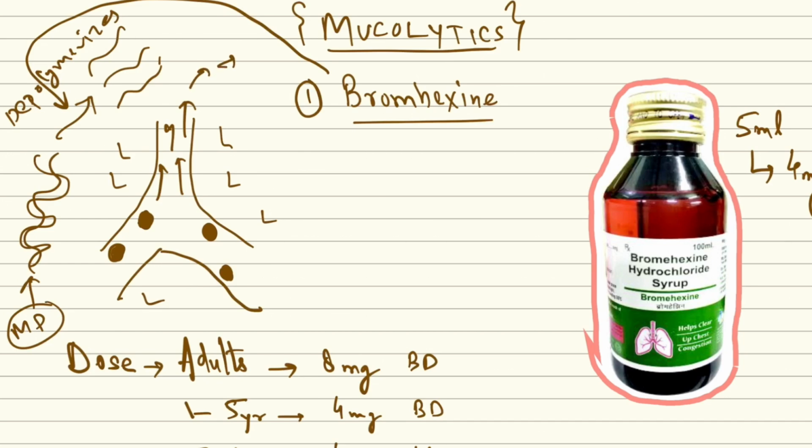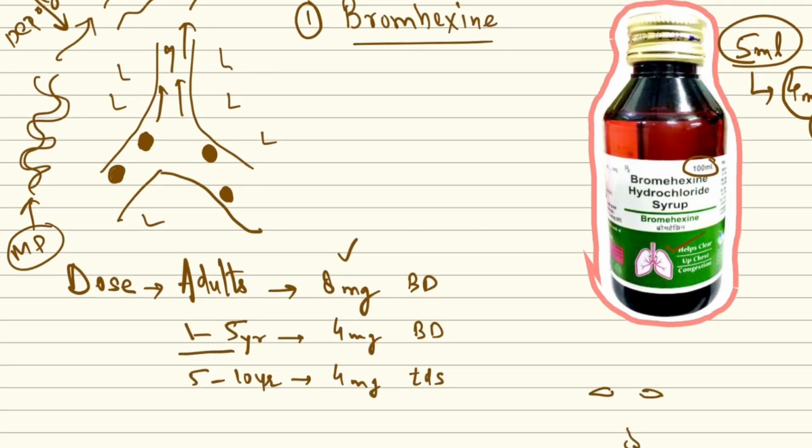So here we can see in adults we use an 8 mg tablet of bromhexine, or we can also use the syrup. This is a 100 ml bromhexine hydrochloride syrup. Here it is written, it helps in clearing our chest congestion. Each 5 ml of the syrup contains 4 mg of bromhexine. For a child in the age group of 1 to 5 years, we give 4 mg BD. That means a 5 ml BD dose. For 5 to 10 years of age, we give 4 mg TDS, 3 times a day.